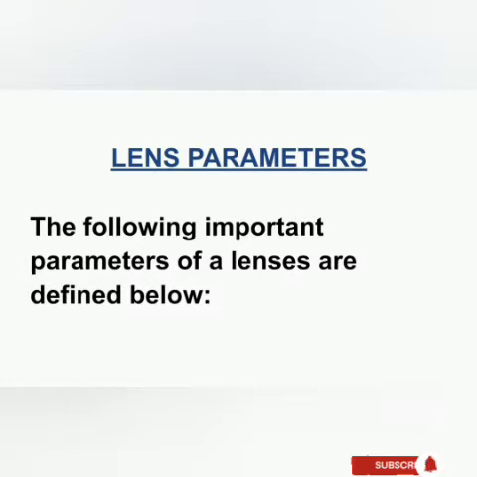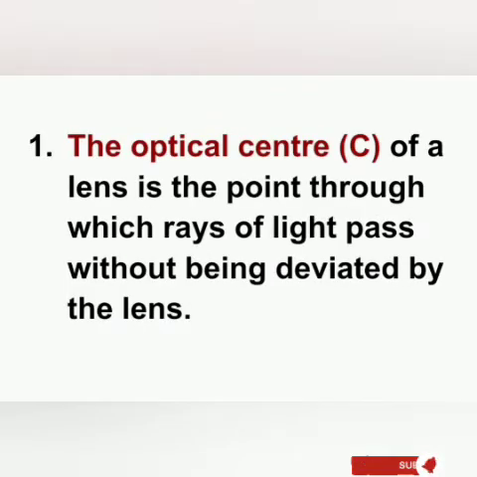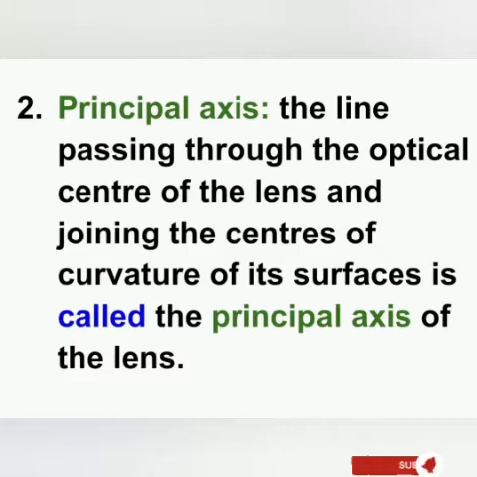Let us now discuss the lens parameters. The following important parameters of a lens are discussed below. 1. The optical center C of a lens is the point through which rays of light pass without being deviated by the lens. So when a light ray passes through the optical center, it will pass through without being refracted. 2. Principal axis. The line which passes through the optical center of the lens and joins the centers of curvature of the surfaces of the lens is called the principal axis of the lens.